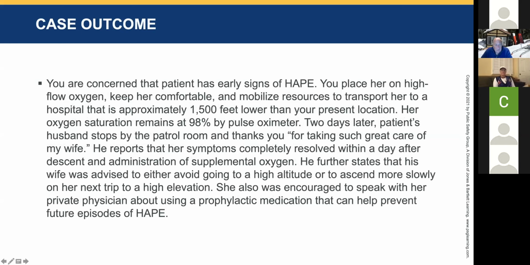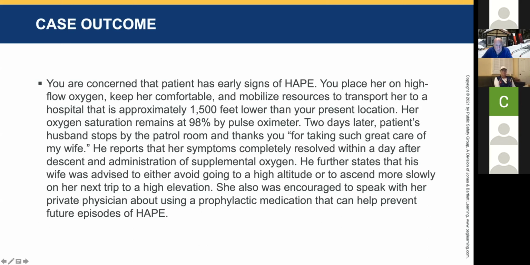Okay, here's what we did. Here's what they say. We're concerned the patient had early signs of high altitude pulmonary embolism. We placed her on high flow oxygen, made her comfortable, and mobilized the resources to transport her to a hospital. Her oxygen saturation remains at 98% by pulse ox.